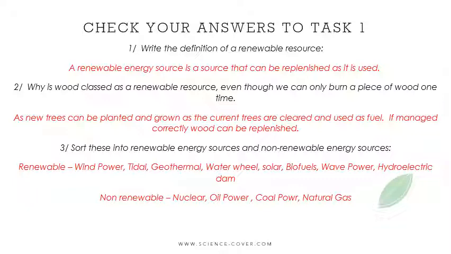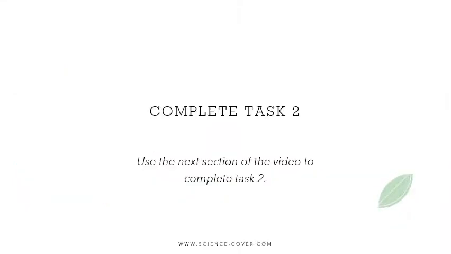Sort these into renewable energy sources and non-renewable energy sources. Renewable energy sources are wind, tidal, geothermal, water wheel, solar, biofuels, wave power, hydroelectric dam. And the non-renewables are nuclear, oil power, coal power, and gas. Use the next section of the video to complete task 2, making a note of the advantages and disadvantages of the different energy types.